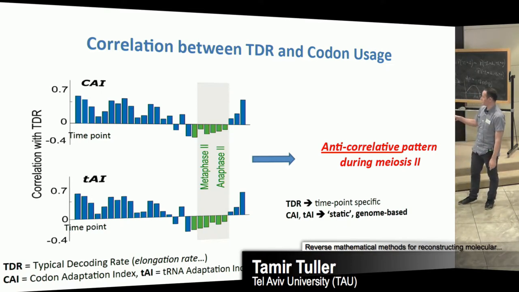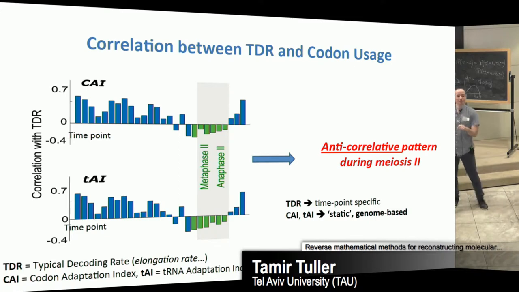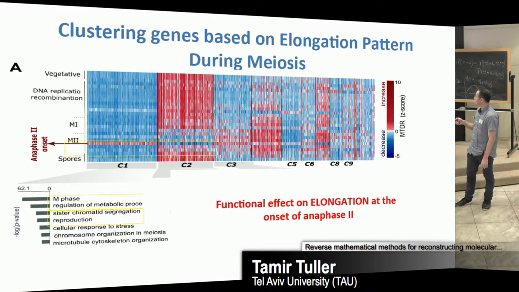People mentioned this in the previous talks. As you can see, the correlation is usually positive. This is nice, but there are cases where it is negative and significant. Something happened here. What happened here? The slowest codons become faster at these points during meiosis, and this is interesting. We'll talk about it soon.